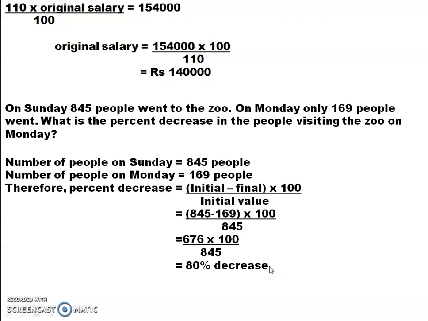If you are getting a negative value, that is negative 80%, then you need not write decrease, because the negative sign itself shows that the percentage is decreasing. So if you are doing 169 minus 845, that is new value minus old value, you will get minus 676, and the answer you get is minus 80%. The negative sign itself shows that the percentage is decreasing. Both the methods are correct.